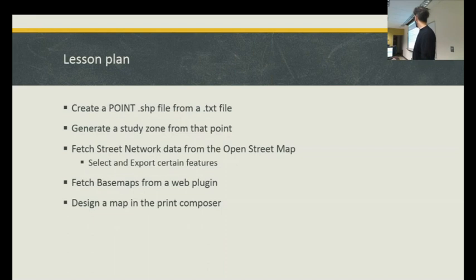Here's the lesson plan. We're going to make our own text file with coordinates in it. We're going to turn that into a shapefile. So really my goal today is we're starting from nothing. We have no shapefiles, no input layers, and we're going to wind up with a complete map at the end of it. Generate a study zone from that point. We're going to get some street network data from OpenStreetMap.